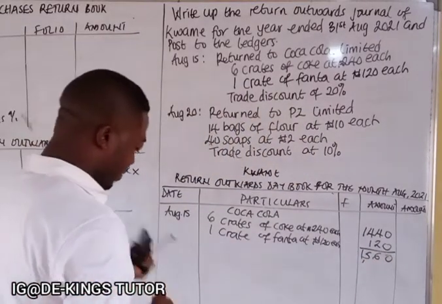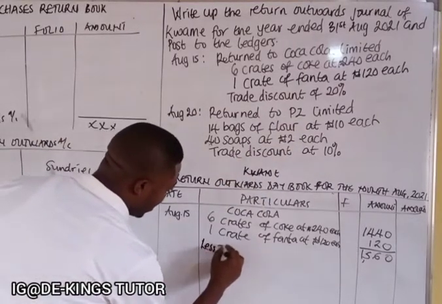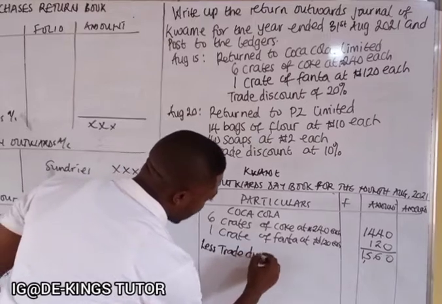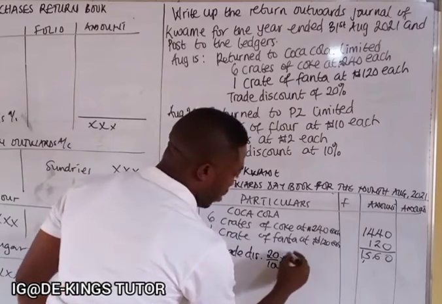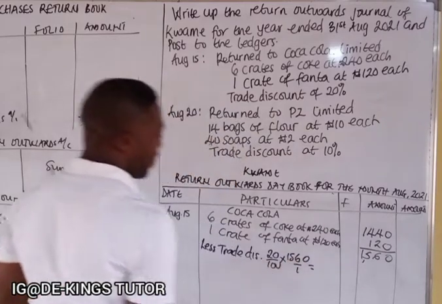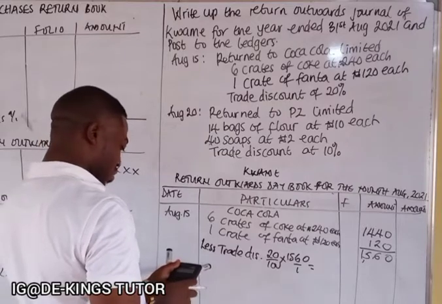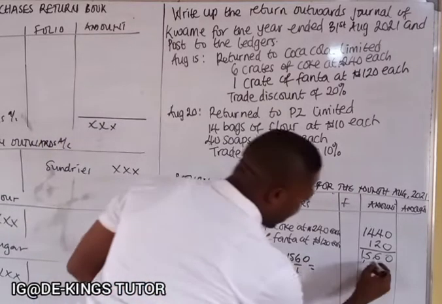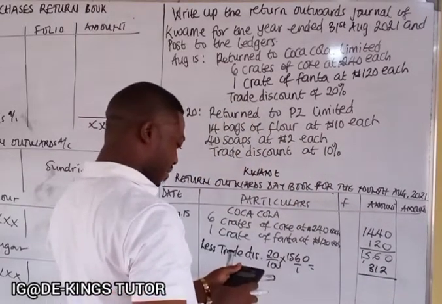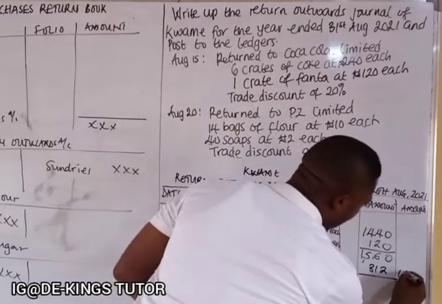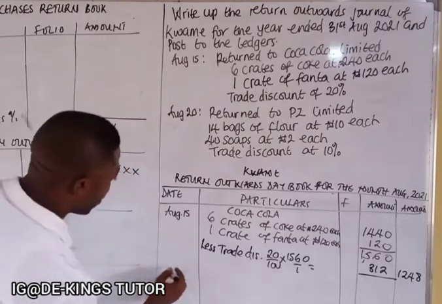Now they said trade discount of 20%. That's 20 over 100 times this total, 1,560 over 1. So 20% times 1,560 is 312. So we deduct 312 from 1,560 and we have 1,248. Now the next one is August 20.